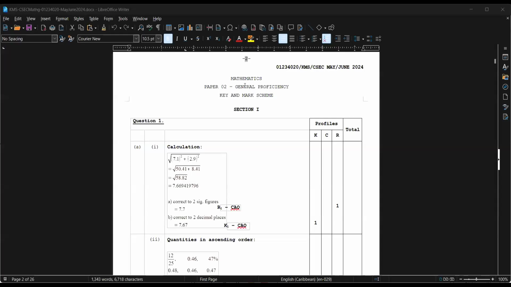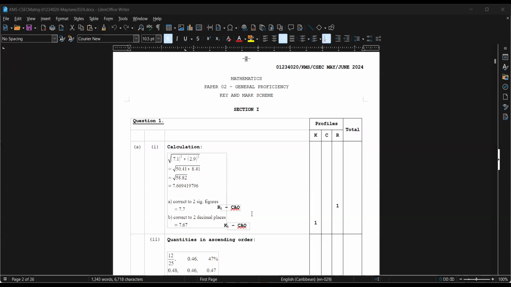I just want to show you something. What I'm showing you here is a mark scheme for this year's CXC exam. I don't know if anybody wrote this exam. You have to do this calculation: calculate the square root of 7.1 squared plus 2.9 squared.